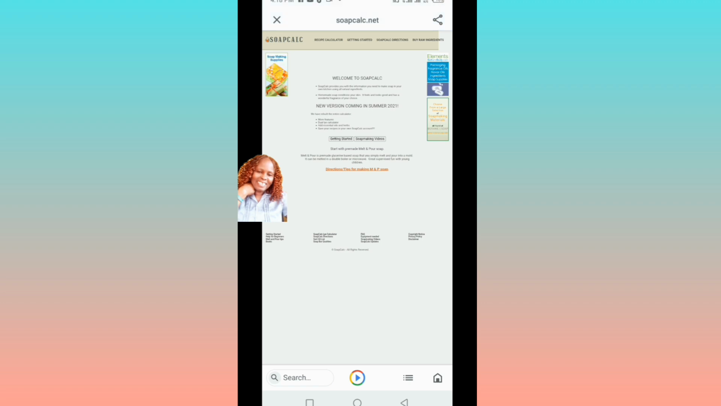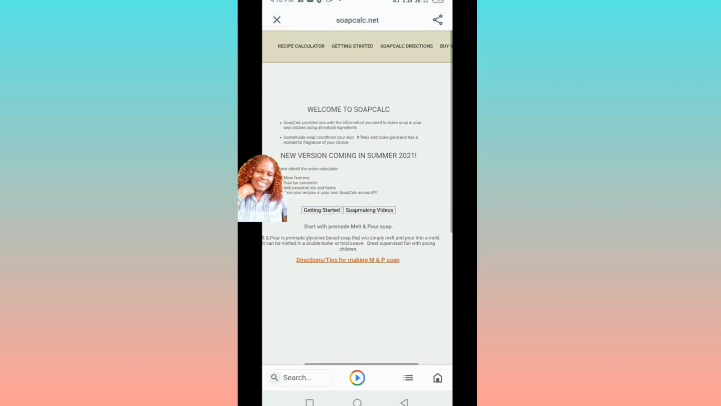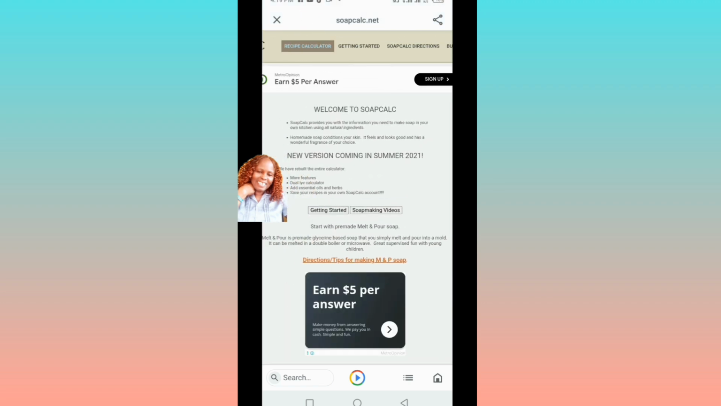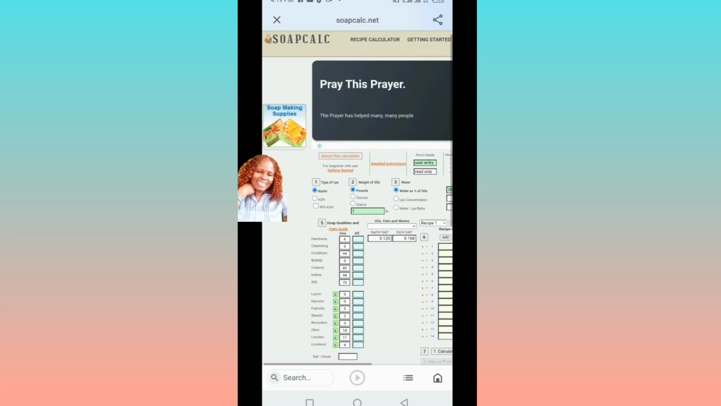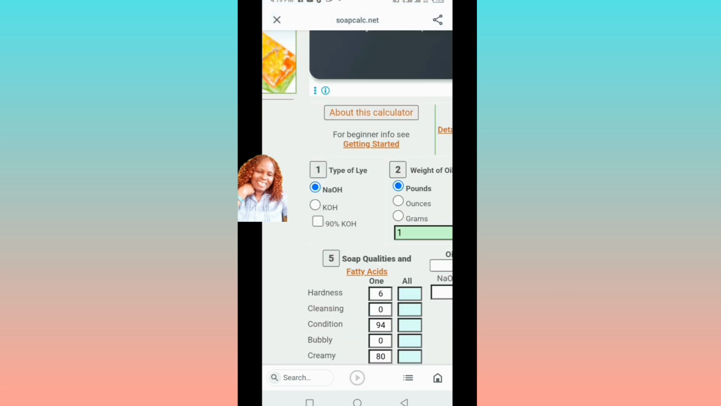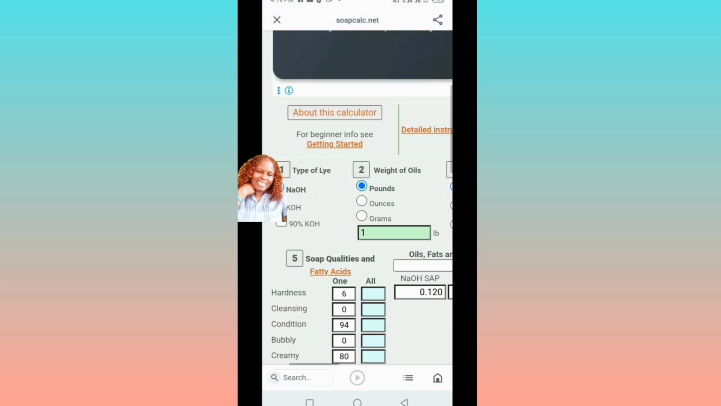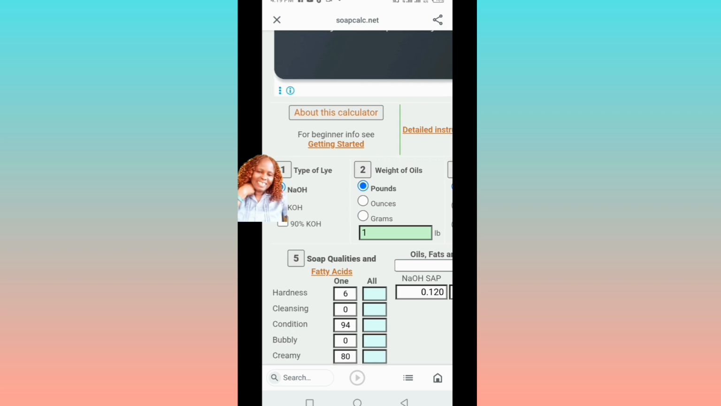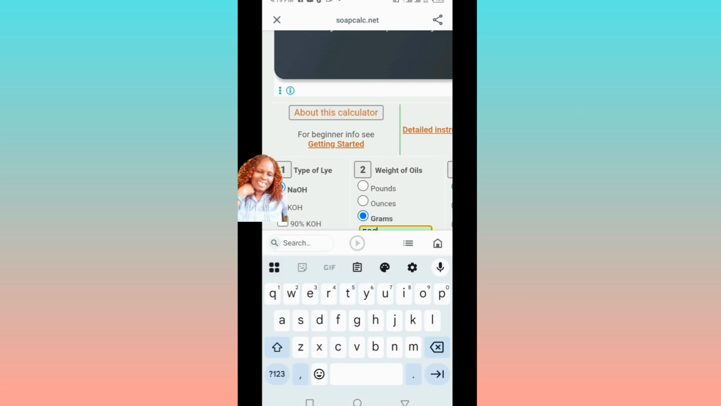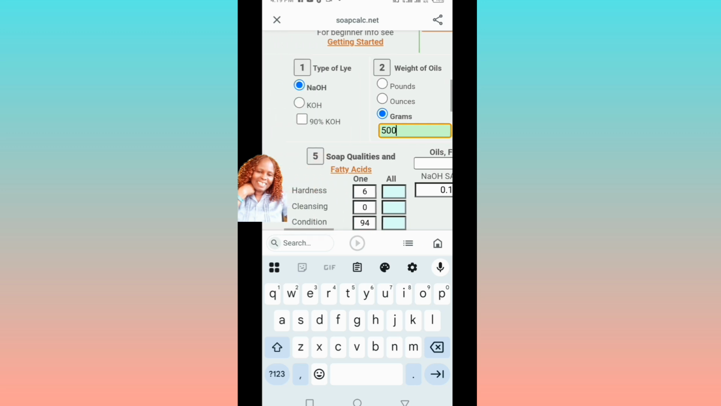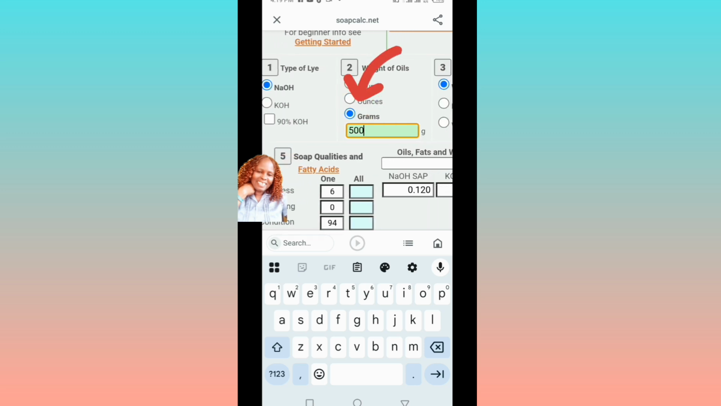I have taught you how to go to soap calc and make use of this recipe calculator. Click on the recipe calculator. When you click on it, look at it now. This one on blue tick is sodium hydroxide, the normal caustic we use for bar soap. I'm using grams because my measurement is in grams, so I put in 100 because that is the amount of my bleached palm oil.